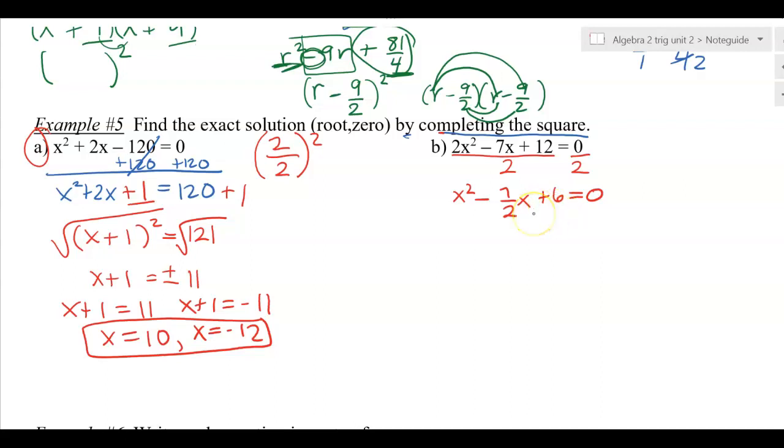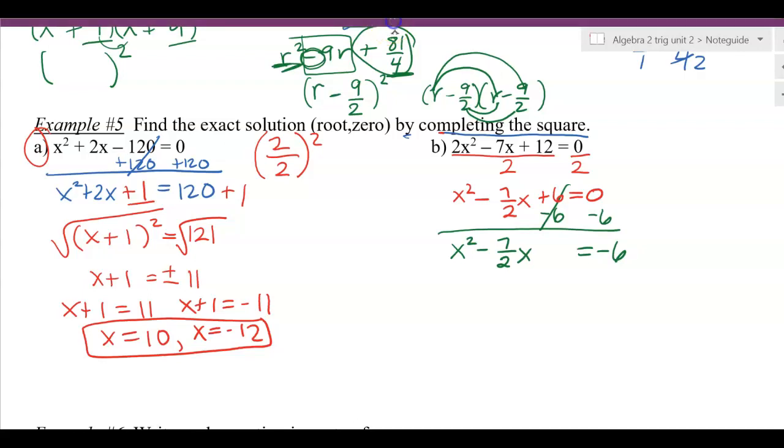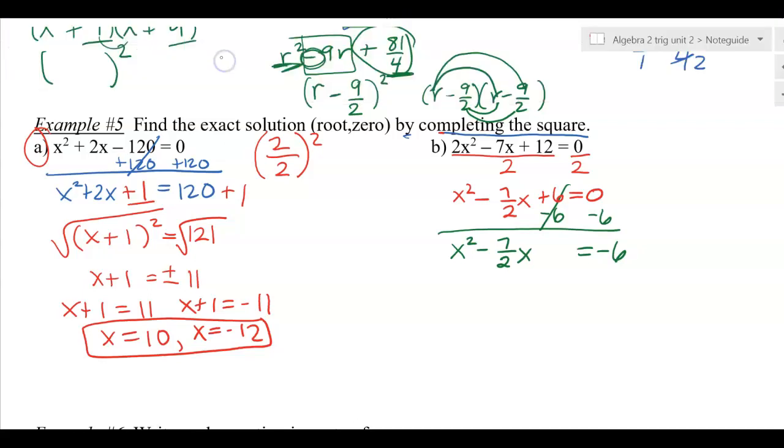Good. 6 is not a perfect square, and it's not related to 7 over 2 at all. It's not the thing I want if I'm trying to make a perfect square. So I want to move the 6 to the other side since it's not going to help me make my perfect square. And now I need to make the perfect square. How do I make the perfect square?